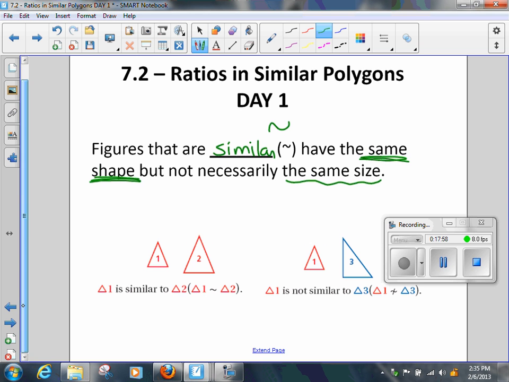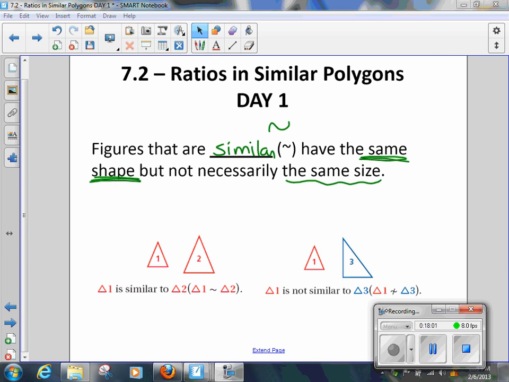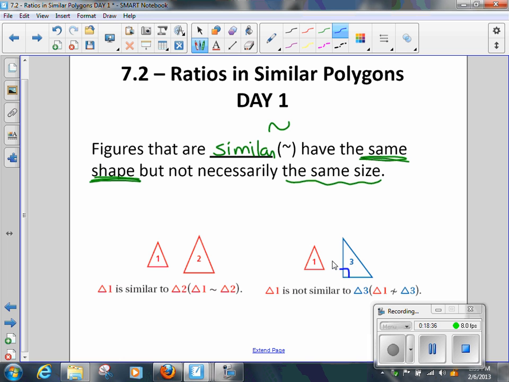Now look at these two sets of triangles. This is showing you that triangle 1 is similar to triangle 2. And it's showing you symbolically with the similarity statement, triangle 1 similar to triangle 2. They have the same shape, do they not? But they are not the same size. One's small, one's large. Look at the next example. Why are triangles 1 and 3 not similar to each other? Because they're not the same shape. Clearly, 3 appears to be a right triangle, doesn't it? They are not the same shape. Write that down.